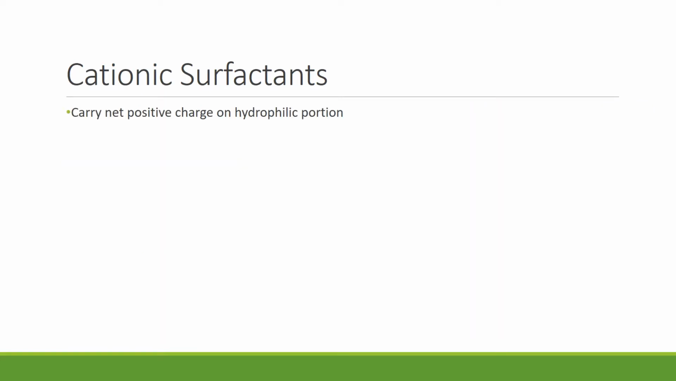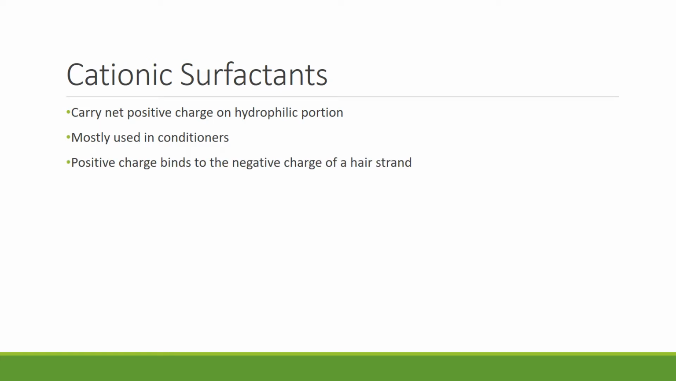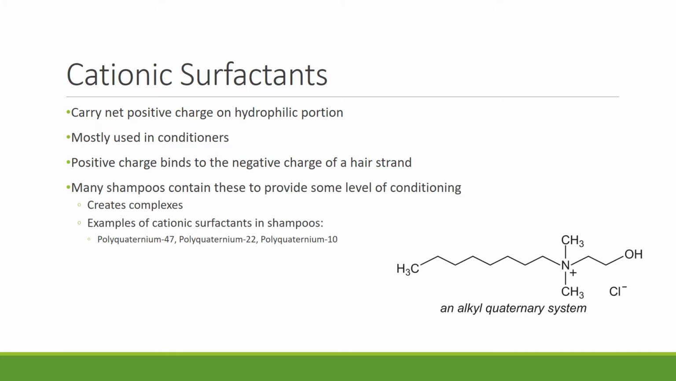Meanwhile, cationic surfactants are mostly used in conditioners. They carry a net positive charge as it binds with the negative charge of a hair strand. The attraction is so strong that the surfactants surround the strand and cover the cuticle flakes. The small amount of acid in the conditioner makes the cuticle flakes fall tightly against each other, making the hair feel smooth even after rinsing the conditioner out. Many shampoos contain these to provide some level of conditioning as well.